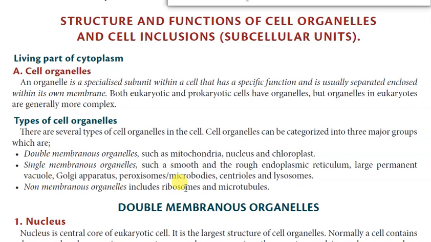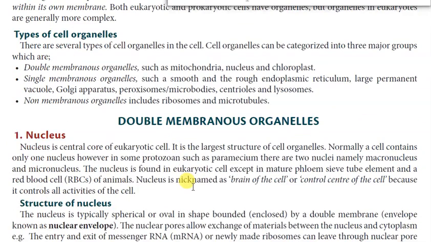And for this time, let me end here. In the next session, we will start discussing the double membranous organelles, and we will start with the nucleus. The nucleus is called the brain of the cell, because it controls all activities of the cell. The brain of the cell, or the control center of the cell. We will start with it.